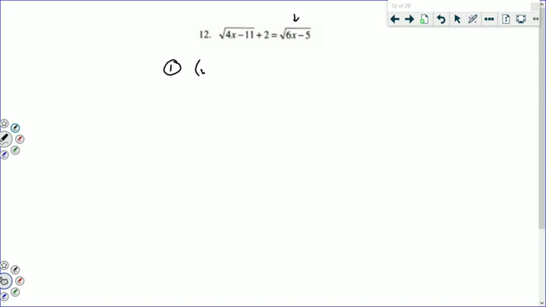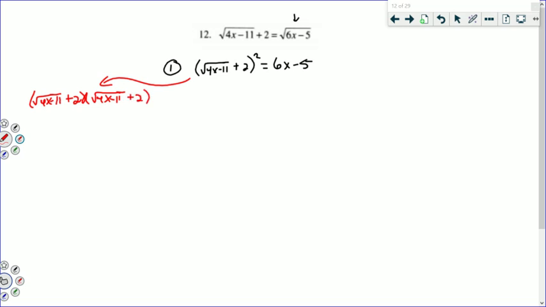So we have the square root of 4x minus 11 plus 2, that whole thing squared, equals 6x minus 5. But in order to square this, remember what squaring something means. It means that you are multiplying something by itself. So square root of 4x minus 11 plus 2 times square root of 4x minus 11 plus 2. So we're multiplying these two parentheses together.